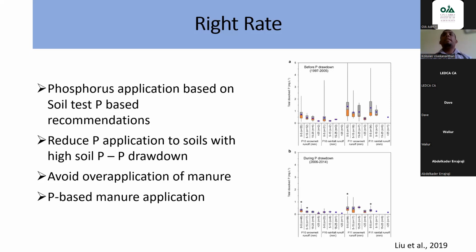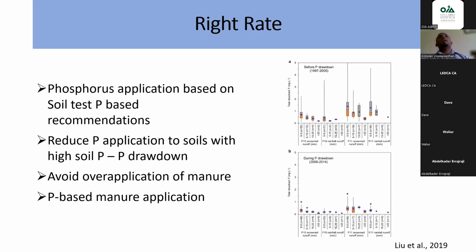So let me explain that with this study conducted in Manitoba. It's a long-term study. The researchers measured the runoff phosphorus concentrations from two fields, snowmelt and snowfall, from 1997 to 2005. You could see some increasing, higher values. And after that, from 2006 to 2014, the phosphorus fertilizer was applied in limited amounts, way less than the required amount. They also monitored the runoff phosphorus concentration, and it went down very significantly.